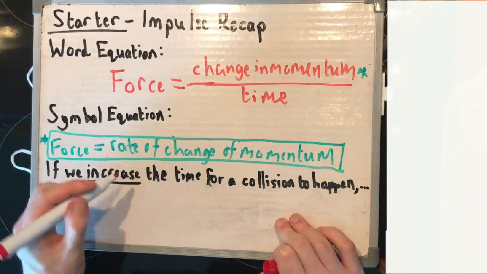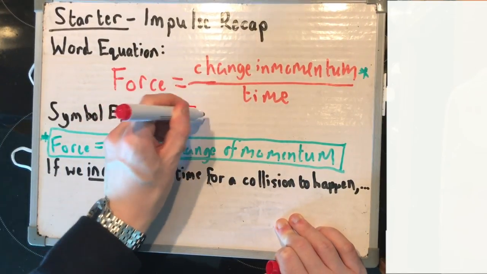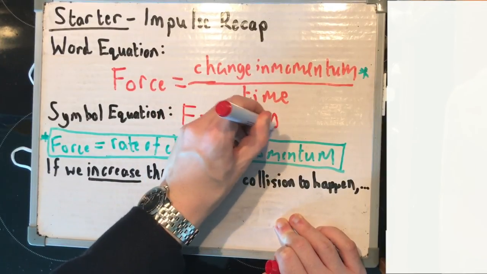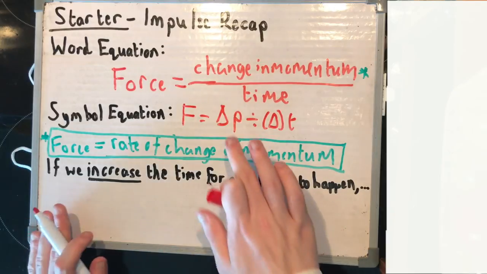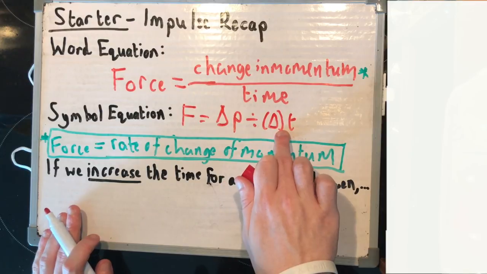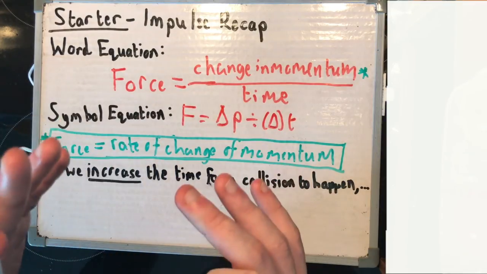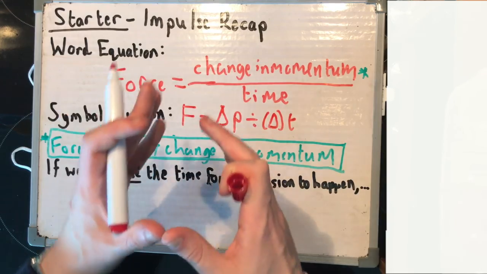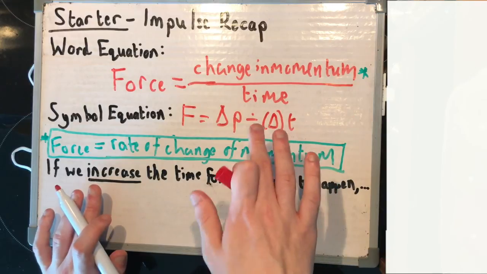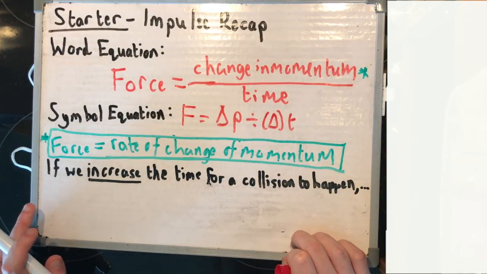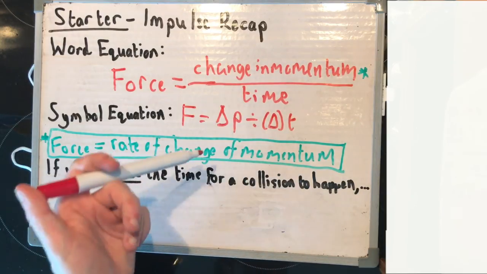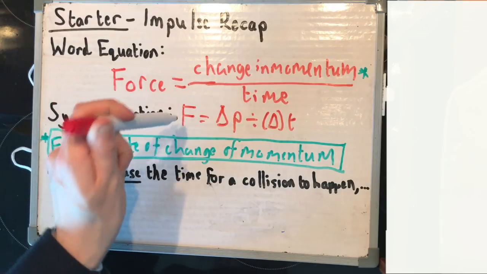Our symbol equation is that F equals delta P divided by, I'm going to put in brackets here, delta T. So delta P is the change in momentum and T is the time. Sometimes we write delta T to show the change in time or the amount of time for the collision to happen. You can write it either way, and you may remember I mentioned this last time as a bit of a problem that you can use both. I generally prefer to use T, but if you use delta T, you're not strictly in the wrong, and F, of course, is a force.